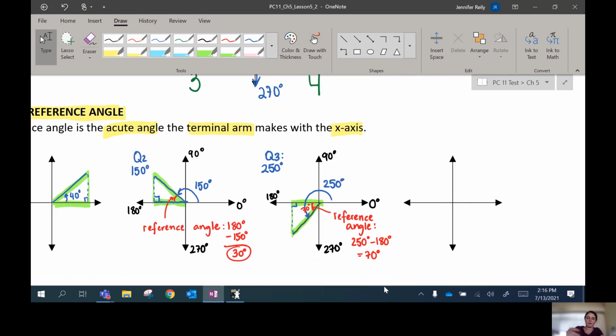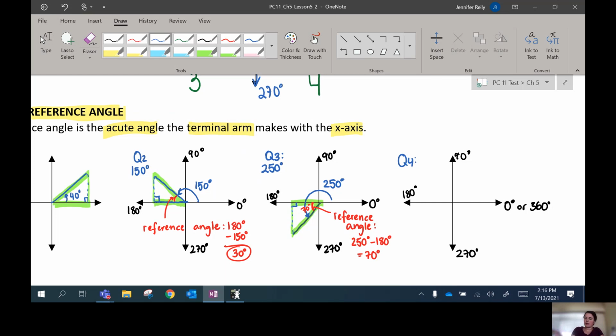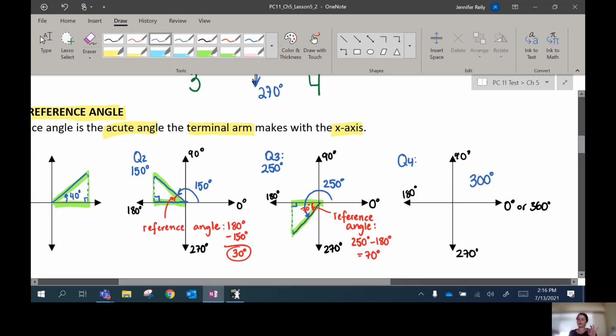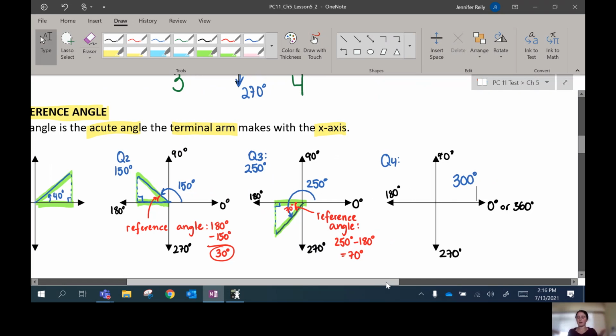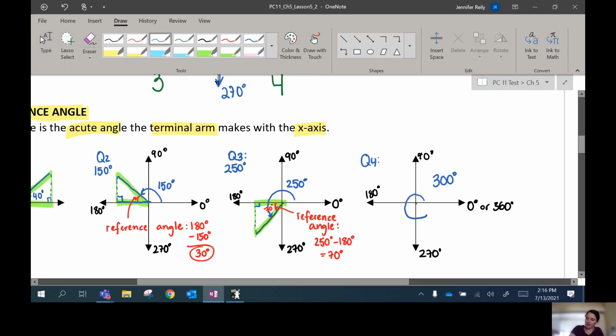And finally, when we're in quadrant 4, here's how it's going to look. Let's label our base angles here. We've got 90, we've got 180, and we've got 270. So let's say we're doing the angle 300 degrees. I want you to try and draw that and figure out the reference angle. You can pause the video here and then press play again when you think you've got it. Okay, welcome back. So 300 would be just past 270, about here.